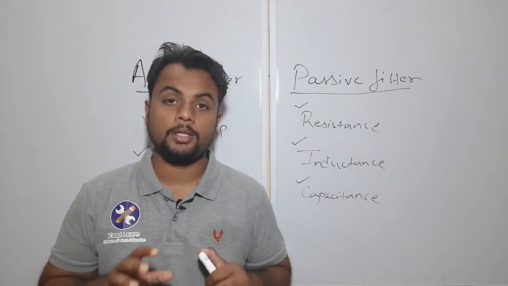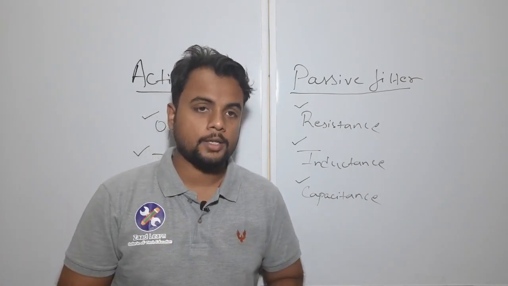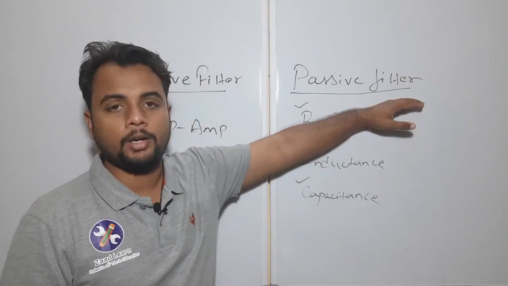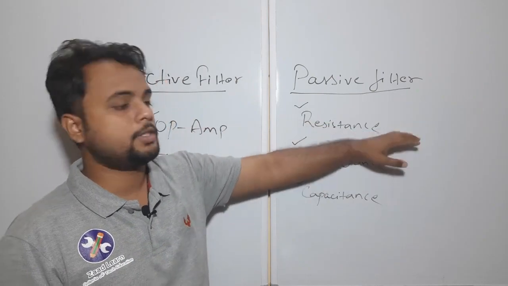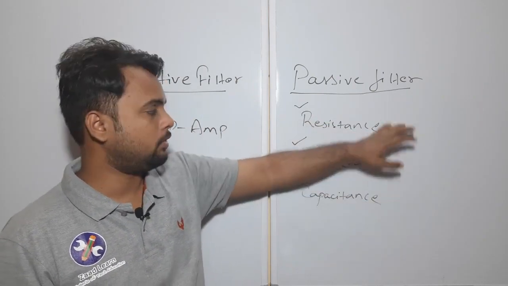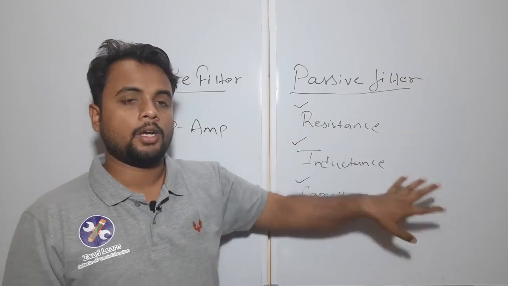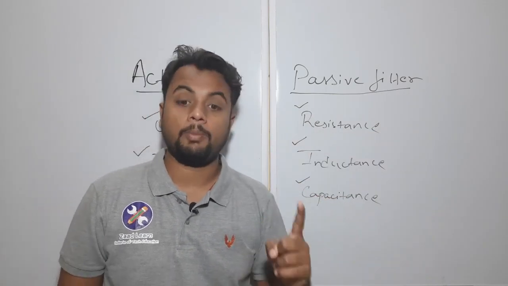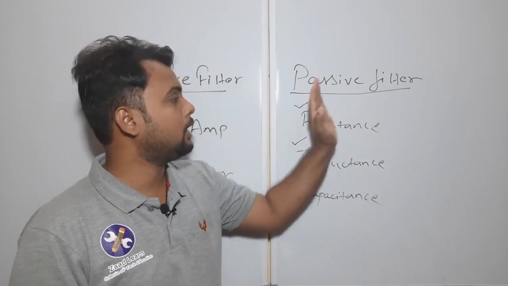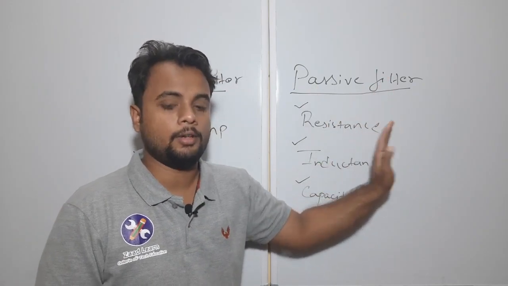Basically both of them are doing the same thing, but for today's experiment we will use a passive filter. Using a combination of resistance, inductance and capacitance, we will use different types of passive filter in order to get the characteristics of a high pass filter. Now let's move directly to the types of passive filter we have.